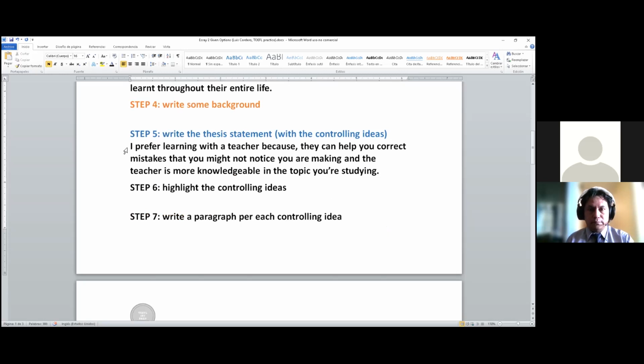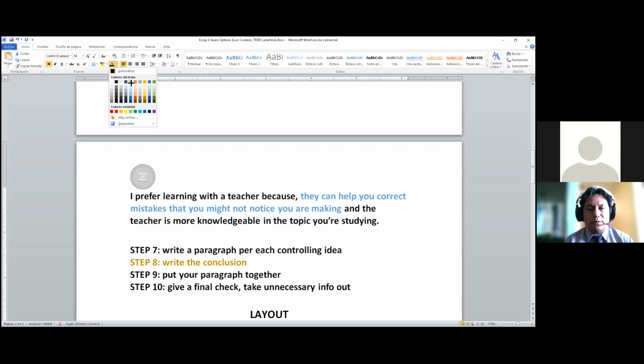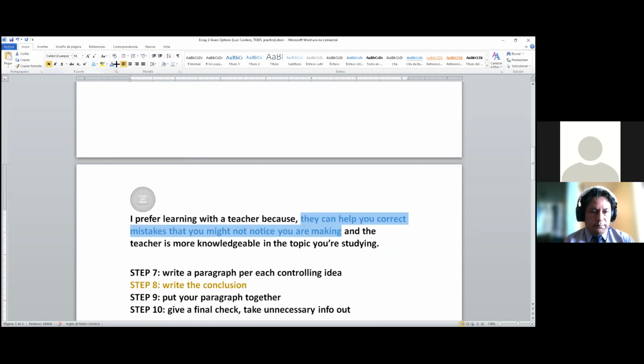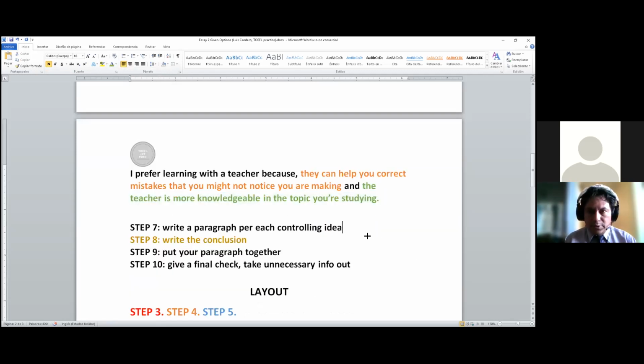Wait, do I just copy and paste this, or do I have to write the controlling ideas? No, you can highlight in what you wrote the two controlling ideas that we found, or copy, paste and highlight so you have it clear. This is my controlling idea and this is my other one, and I have to write a paragraph for this and a paragraph for this, just to make sure that you have it clear. Good. There you go.